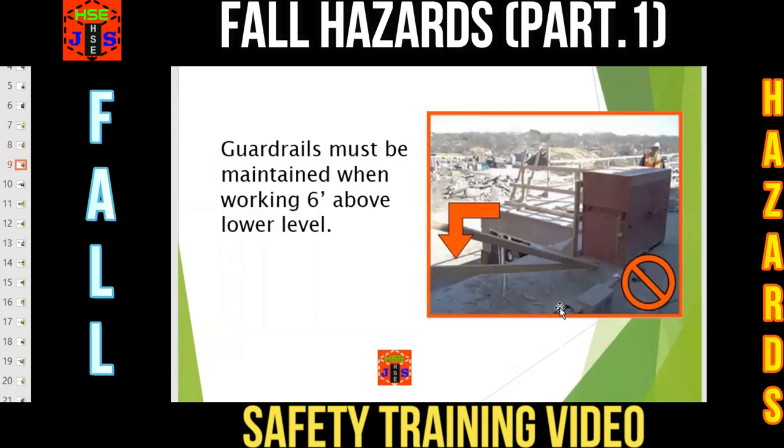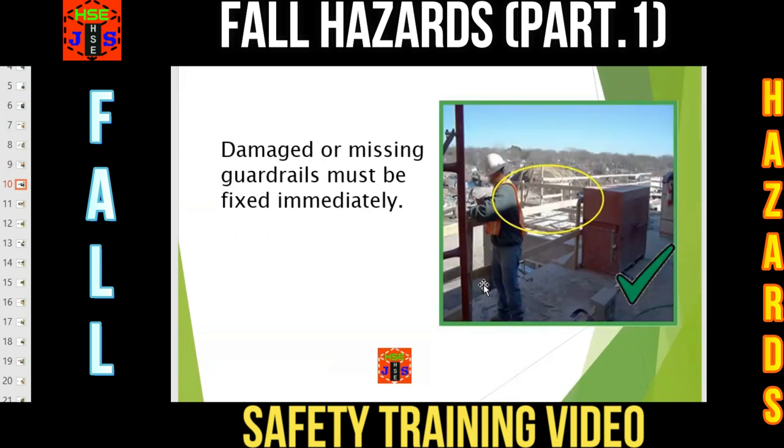Dear friends and fellows, we are talking about building structures, and how workers fall from height while they are on building structures. Guardrails must be maintained when working 6 feet above the lower level. Have a look. Such kind of guardrails and workmanship is not acceptable. This is unsafe and it may lead to a potential catastrophic workplace incident. Damaged or missing guardrails must be fixed immediately.